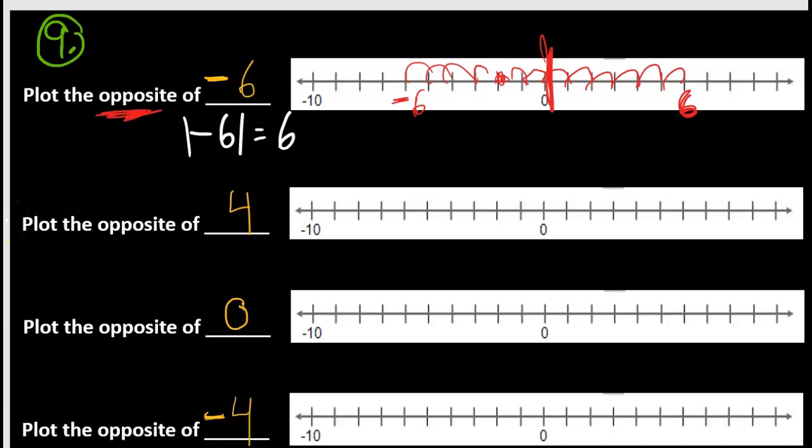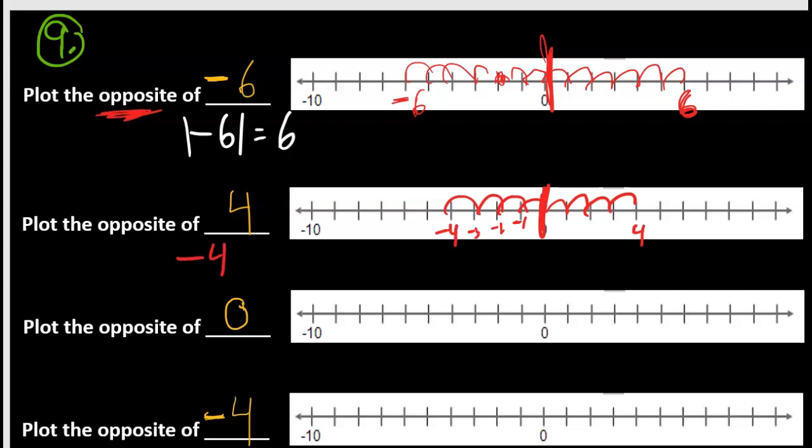Look at 4. Where's 4, and we're going to find the opposite of 4. Well, let's count. We're going to go 4. Let's make it a little bit thicker. Here's a 0. Here's 1, a 2, a 3, a 4. Here's 4. So now we're going to go the other way to get to the opposite of 4. 1, 2, 3, 4. So -1, -2, -3, -4. So the opposite of 4 is -4.